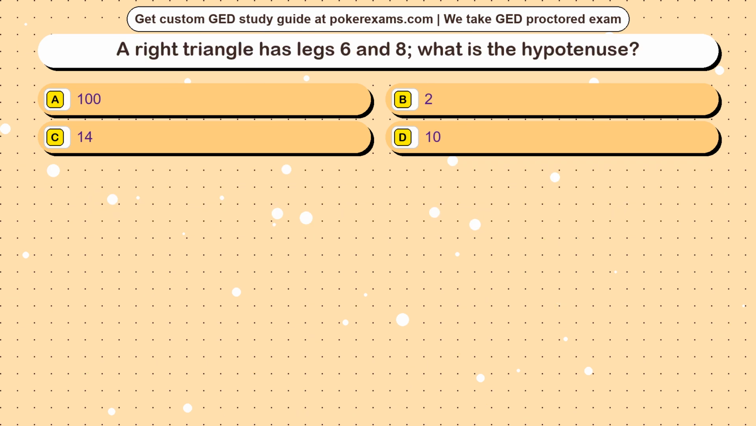Question 12. A right triangle has legs 6 and 8. What is the hypotenuse? Option A, 100. Option B, 2. Option C, 14. Option D, 10.